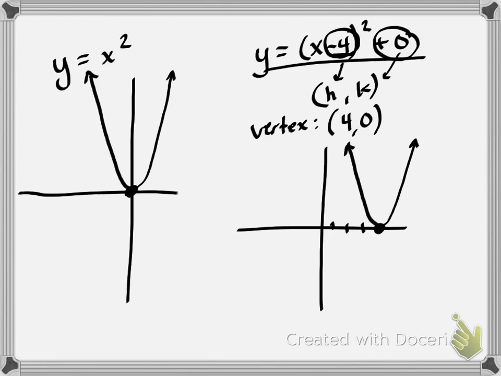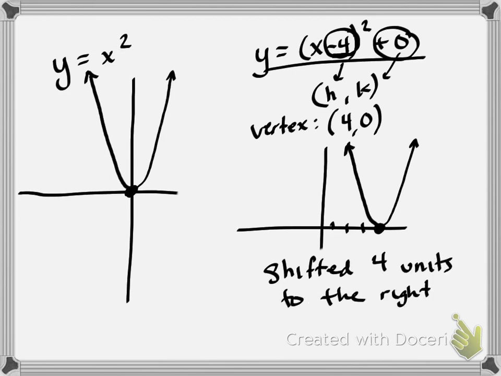And so what we say is this shifted 4 units to the right. Okay? That's what that means. We shifted this graph 4 units to the right because of that minus 4 on the inside of the parentheses. It is also possible to shift the graph up and down.